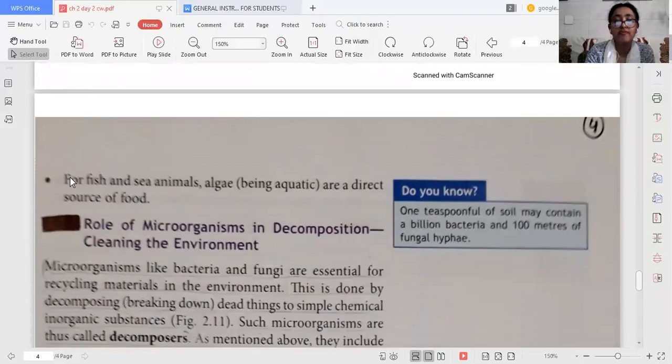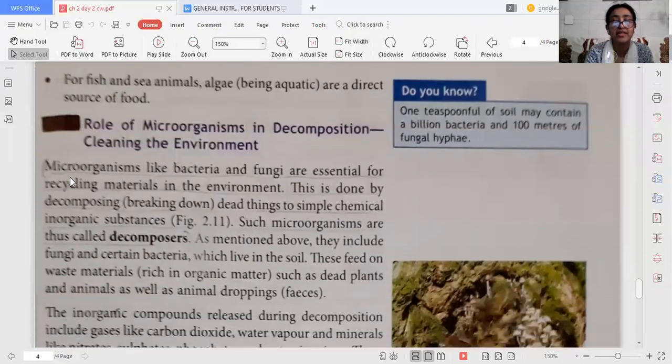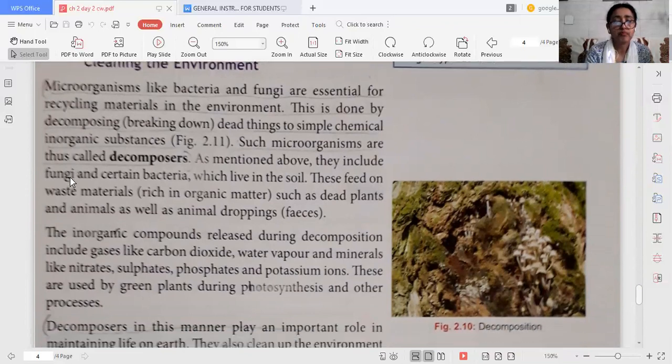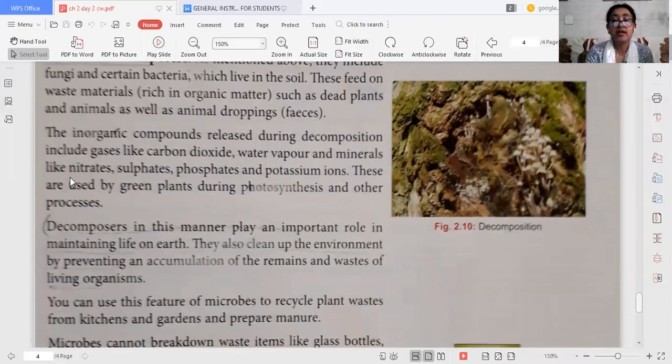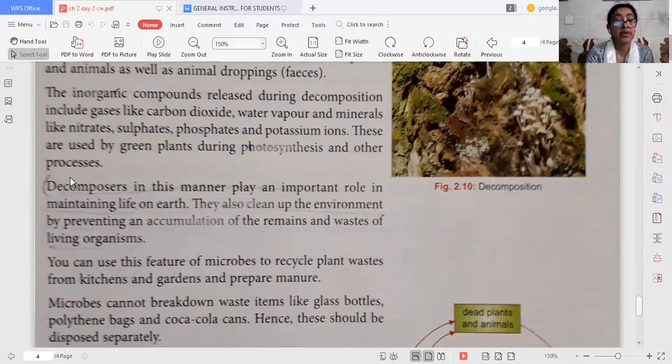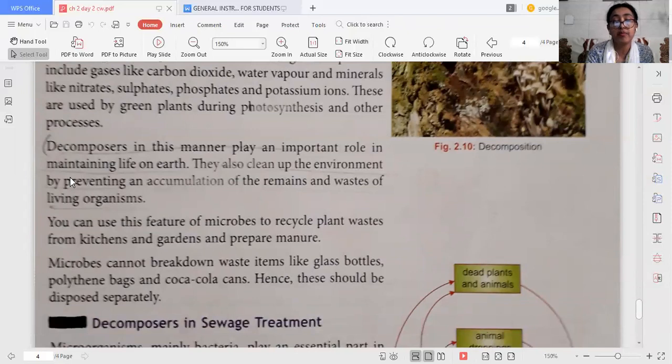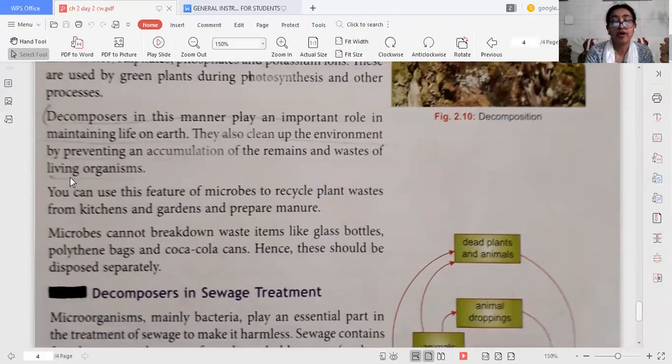Now, what is the role of microorganisms in decomposition and cleaning the environment? Simply, we all know bacteria and fungi are known as decomposers. Why are they known as decomposers? Because they decompose dead organic matter. What dead organic matter? It can be waste material such as dead plants and animals as well as animals' droppings. Decomposers not only increase the fertility, but they also play an important role in maintaining life on the earth. They clean up the environment and that is very important for us.